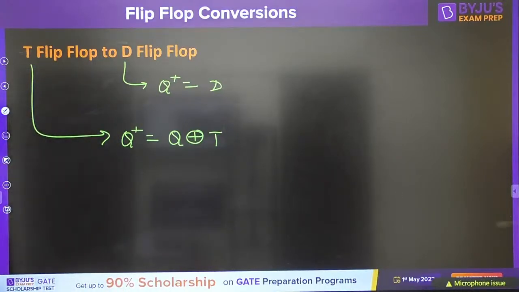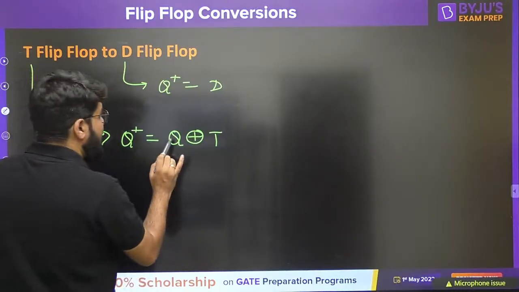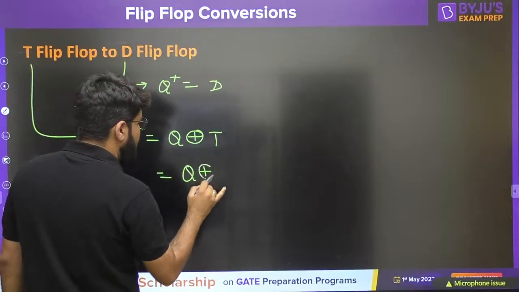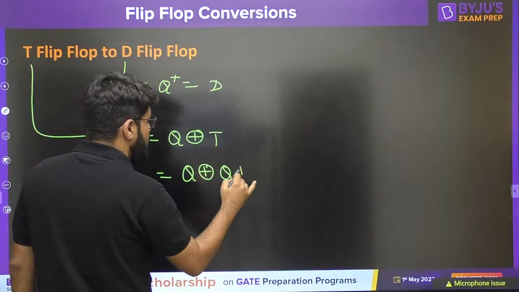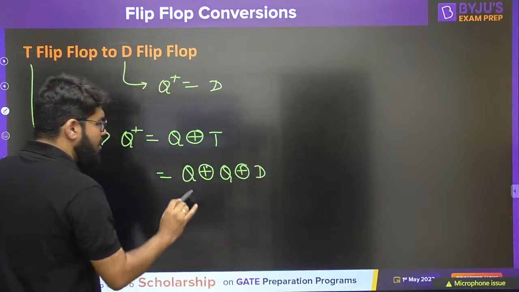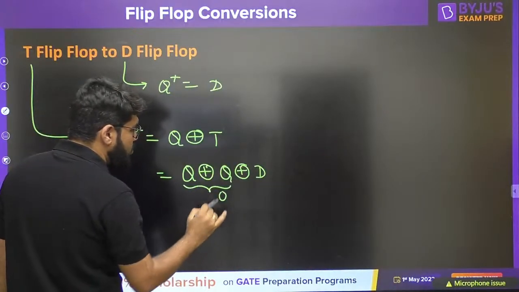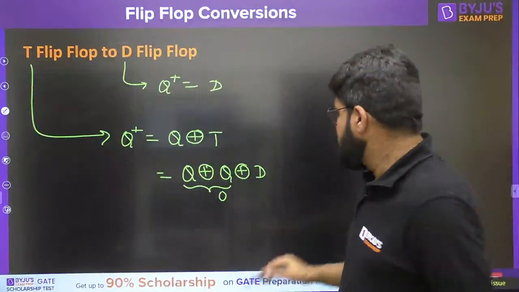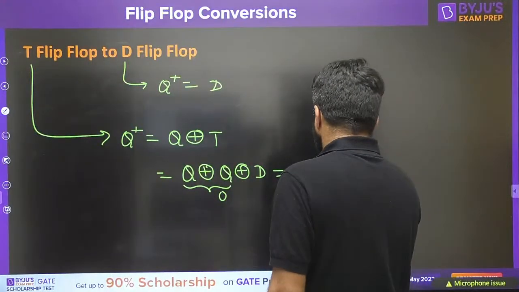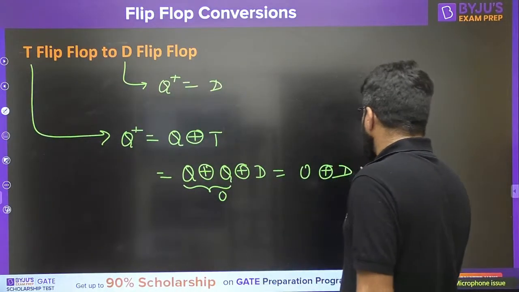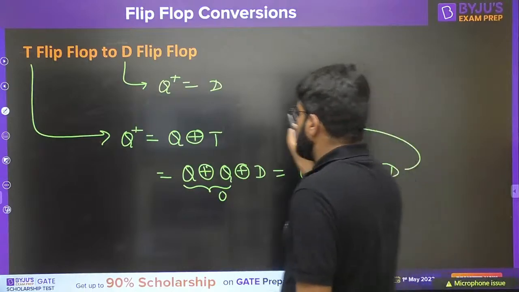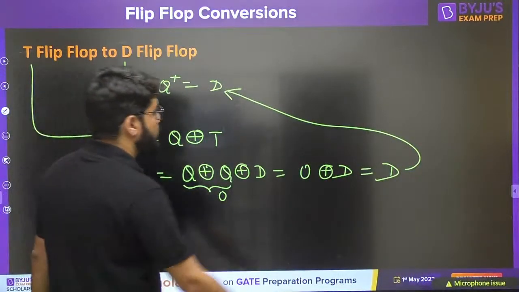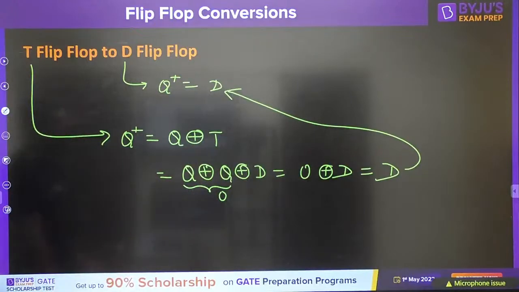Right, so I again want to eliminate Q, to see what I am going to feed. To eliminate Q, I will use T equal to Q XOR D. Why? Because what is Q XOR Q? It is 0. XOR of same bits will give 0 result. So this is now 0 XOR D. What is X XOR 0? X. What is D XOR 0? It will be D. So eventually you get Q plus equal to D.